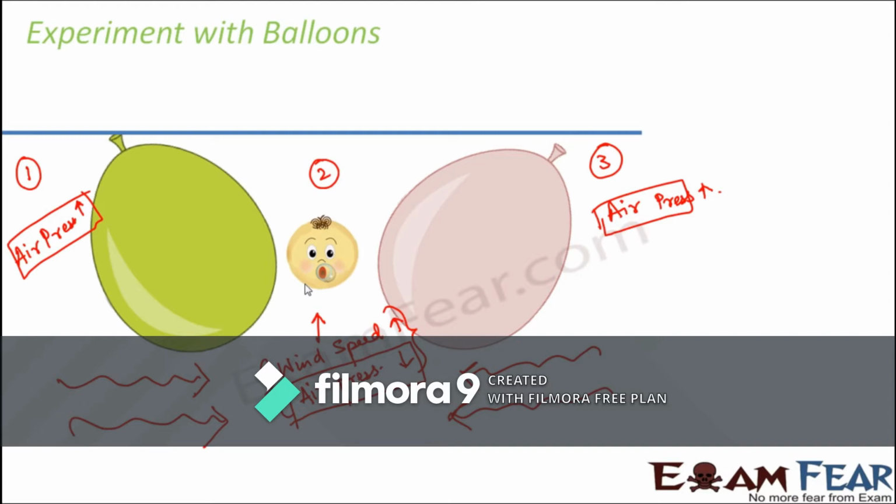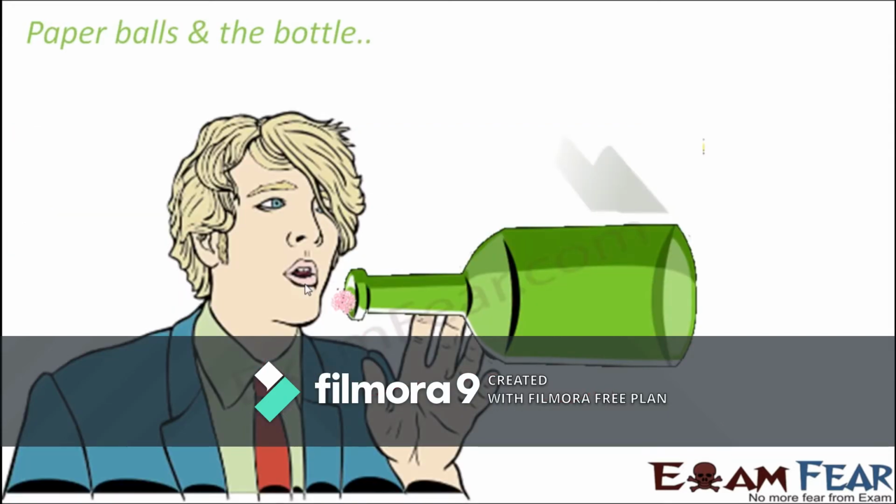So you see, these are simple experiments, but a lot of the time we do not know why this happens. And that is very important to know if you really want to understand the science around us. Let's look at yet another example, which is a very popular experiment, you can say.